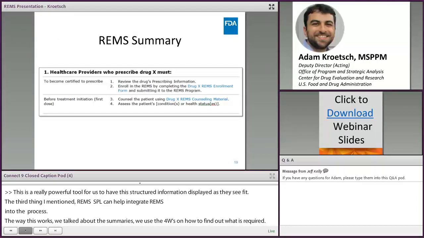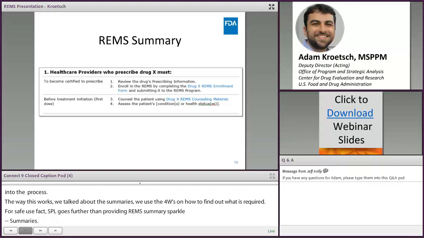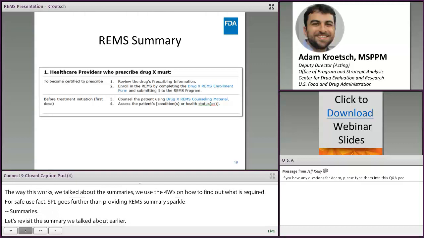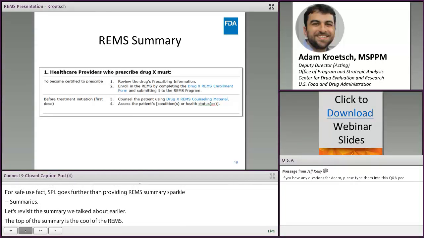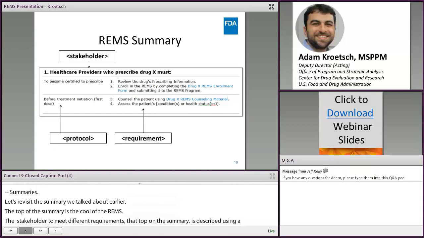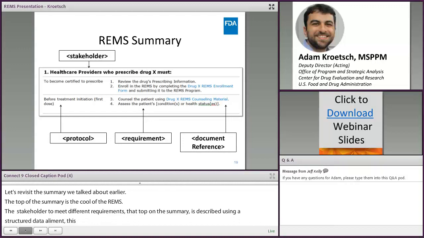So let's revisit that summary that we talked about earlier. As you remember, the top of the summary is the who of the REMS, and it describes what a stakeholder in the REMS needs to do in order to be able to meet the different REMS requirements. That top of the REMS summary is described also using a structured, standardized data element called the stakeholder data element. Likewise, the when of the REMS is captured using a data element called protocol. The what of the REMS is captured using a standardized data element called requirement, and the with what is captured using a document reference data element.